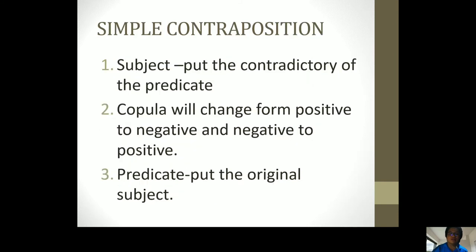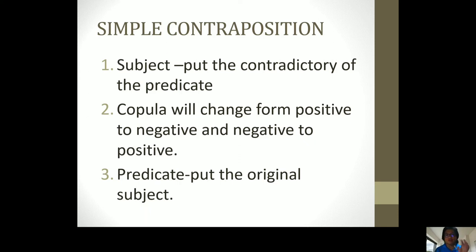Now, how does it work? So let us have first the simple contraposition. What you're going to do is put the contradictory of the predicate. The same with conversion, your subject will become the predicate and your predicate will become the subject. But you're going to put the contradictory of the predicate as the subject. Then your copula will change from positive to negative and negative to positive. Then for your predicate, you're going to put the original subject. Okay? So in conversion, you're going to put the subject to predicate and predicate to subject.